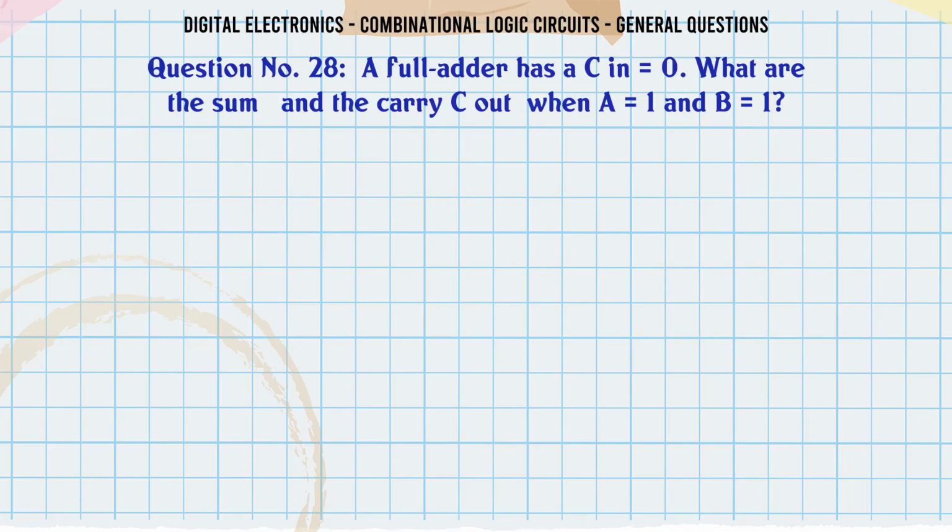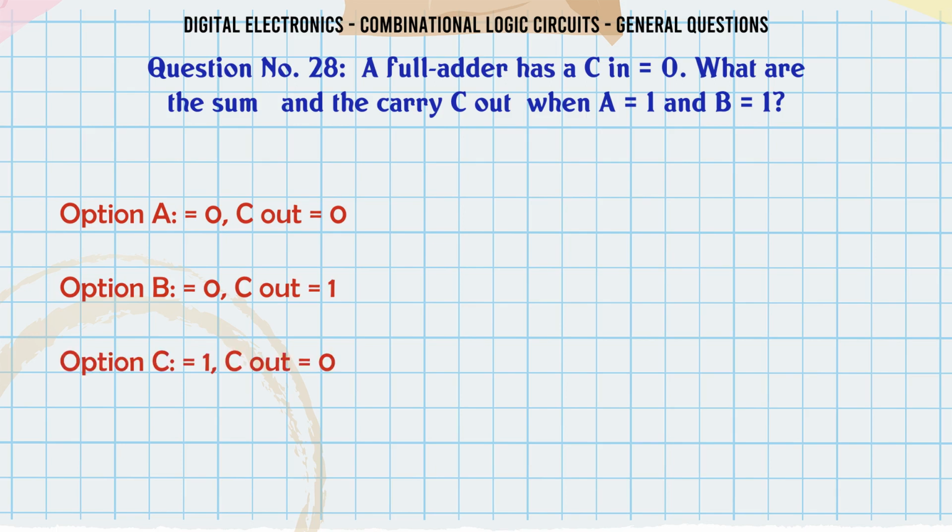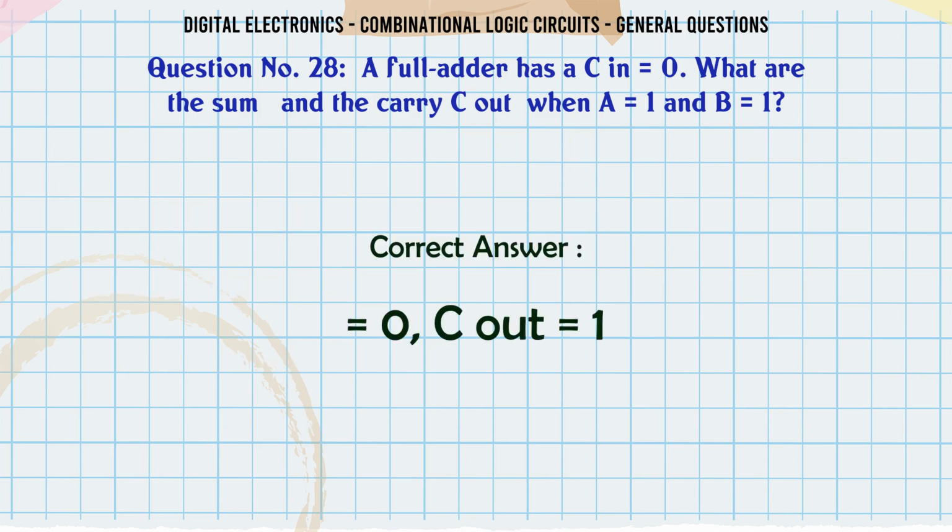A full adder has a C in of 0. What are the sum and the carry C out when A is 1 and B is 1? A. Sum 0, C out 0. B. Sum 0, C out 1. C. Sum 1, C out 0. D. Sum 1, C out 1. The correct answer is sum 0, C out 1.